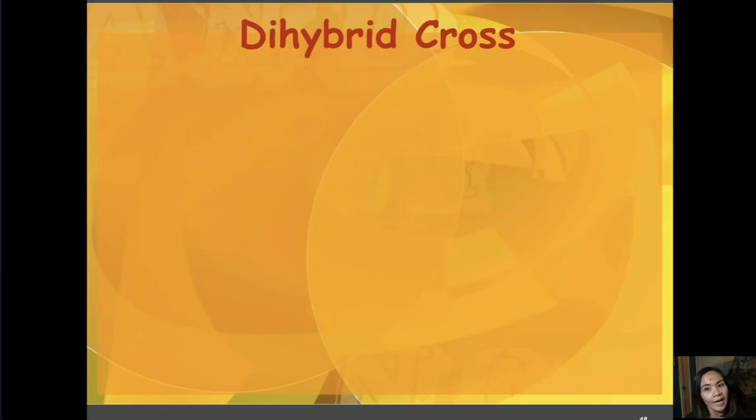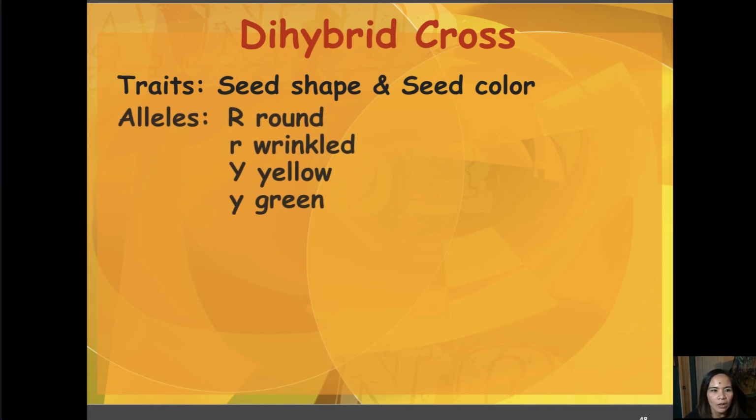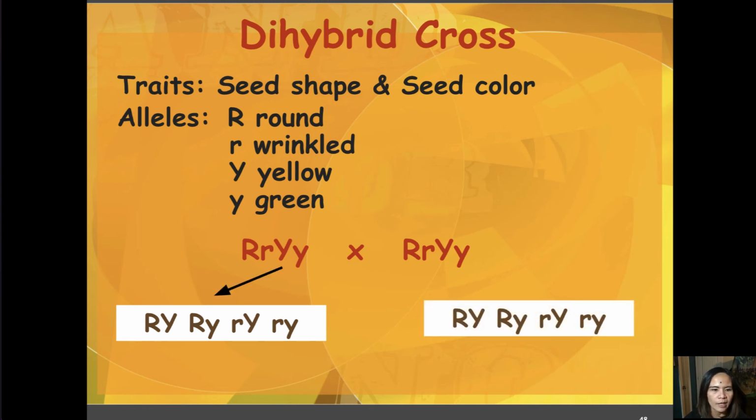But let's go back to the dihybrid cross. Let's say, for example, we want to take a look at the dihybrid cross for seed shape and seed color. So the alleles involved would be round and wrinkled shape, and yellow and green color. That gives us capital R, small r, big Y, small y, crossed with that same dihybrid cross. So this is basically the gametes that we have in total. Okay, so that's basically what we have.